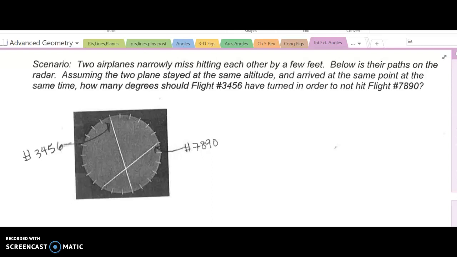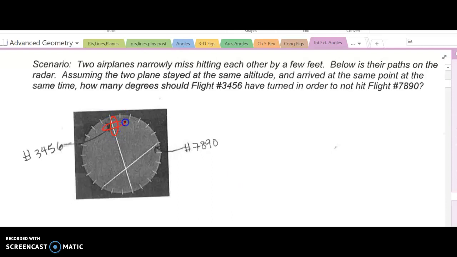So here's a scenario. You're flying a plane, or maybe you're the air traffic controller, and you're looking at your radar. Here is one plane's path, and here's the other plane's projected path. It says two airplanes narrowly miss hitting each other by a few feet. Below are their paths on the radar, assuming that the two planes stayed at the same altitude and arrived at the same point at the same time. How many degrees should flight 3456 have turned in order to not hit flight 7890?